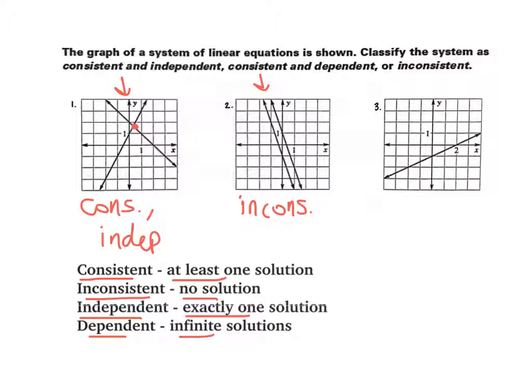The third one, even though it looks like there's one line, there's really two lines. It's the same line, or the lines are right on top of each other. So there is a solution, it's consistent, and because the lines are on top of each other, they intersect in an infinite amount of points. That's what infinite solutions look like. So that's dependent, consistent, and dependent. And that's the best I can do on those. Make sure you know the words.